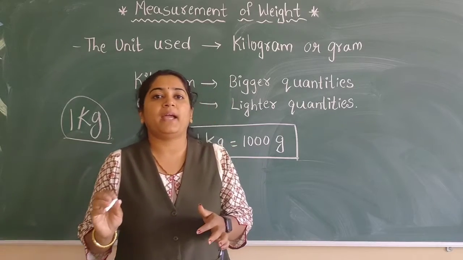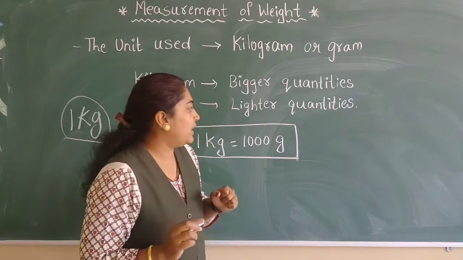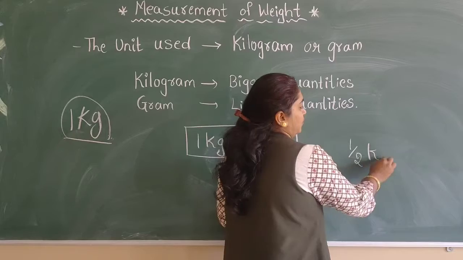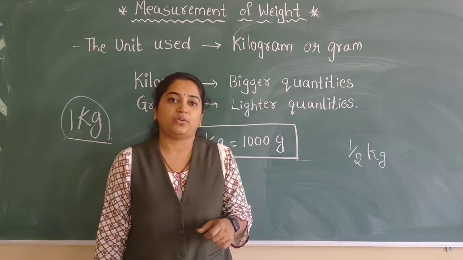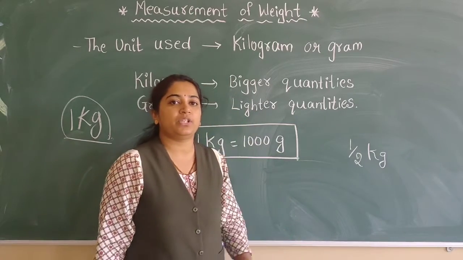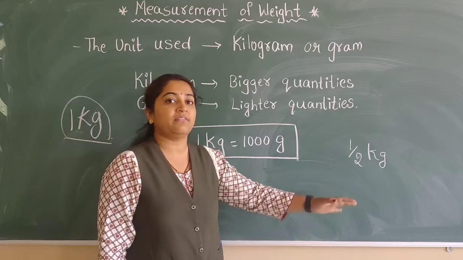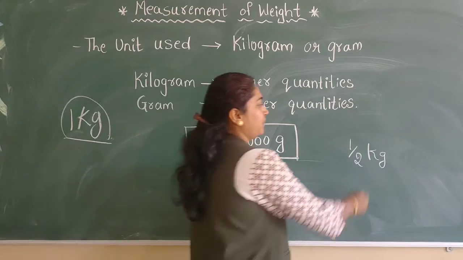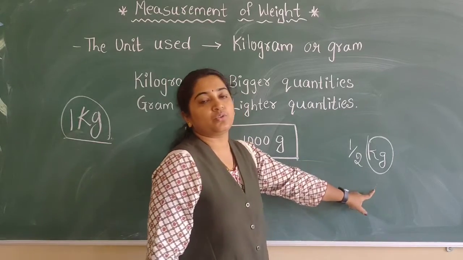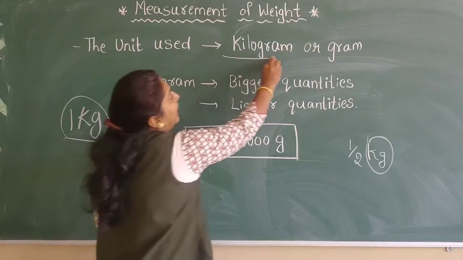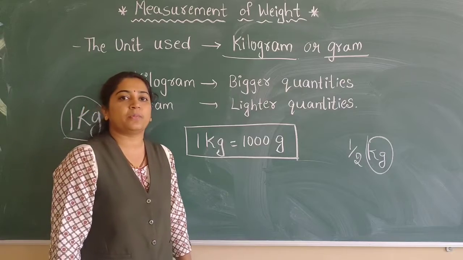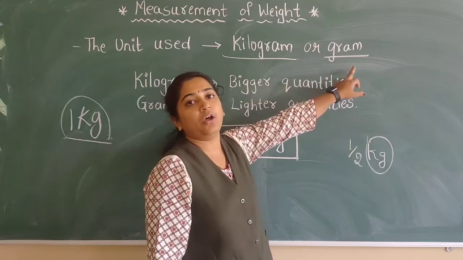Similarly, you will go for buying vegetables. You will ask for potato. Half kg potato. Correct? What will he do? He will put some weight on the weighing machine, and on the other side he will put potato. He will measure through the kg weight. The units we use to measure weight are kilogram or gram.